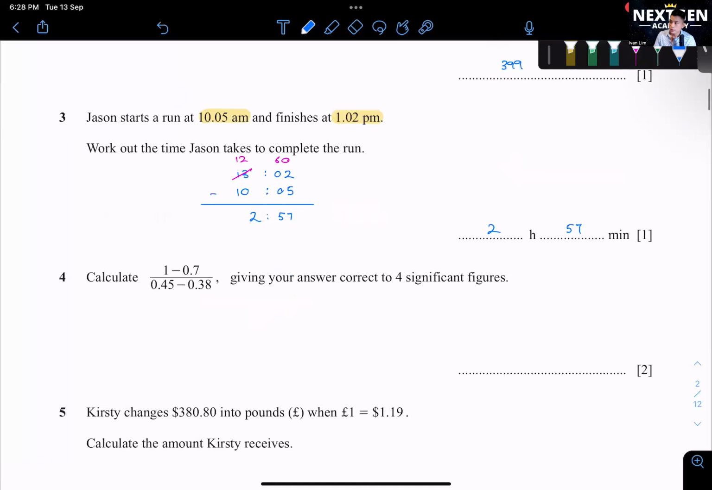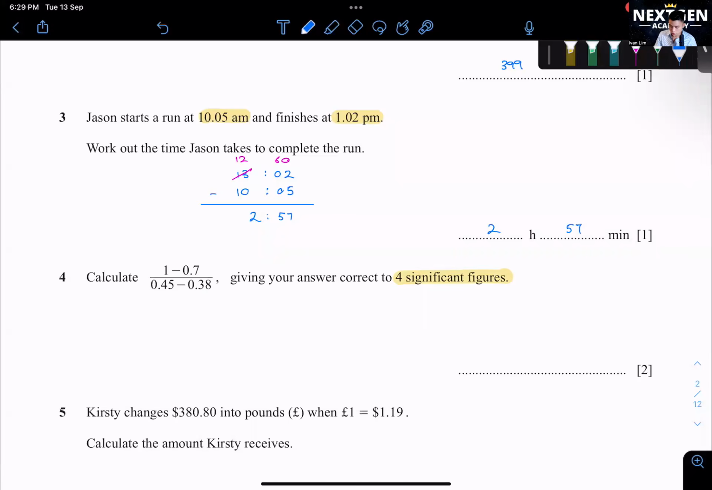Okay. Next one. Calculate (1 − 0.7) over (0.45 − 0.38), giving your answer correct to 4 significant figures. So you need to know how to calculate your significant figures. If you want, you can type the entire thing into a calculator. If you are not so confident, break it down.